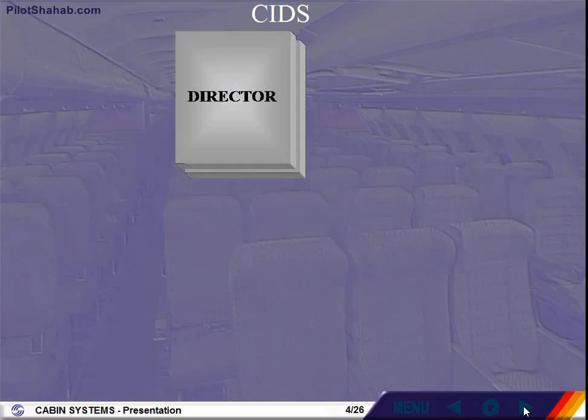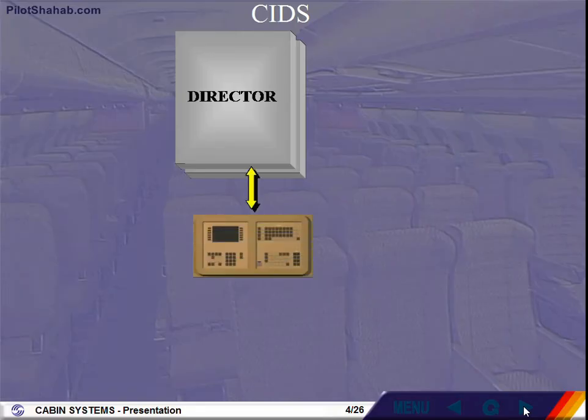Various cabin systems are controlled, tested, and monitored by the Cabin Intercommunication Data System, CIDS. The CIDS is composed of 2 directors, one in active mode and one in hot standby. It is linked to the Forward Attendant Panel, FAP, for control and monitoring of the cabin functions.